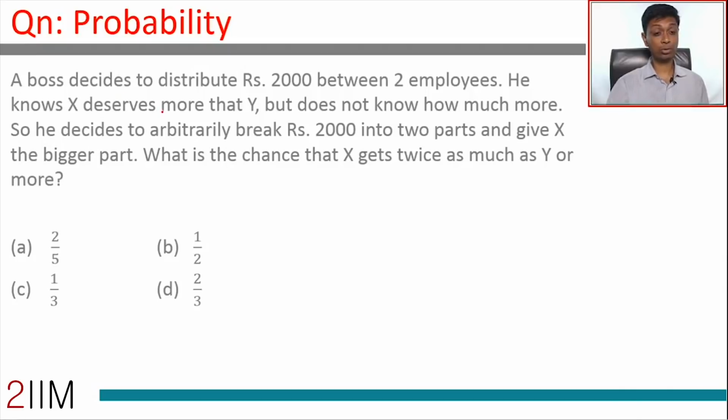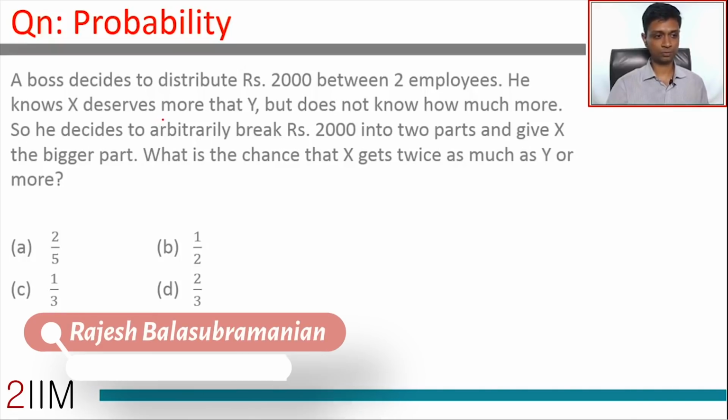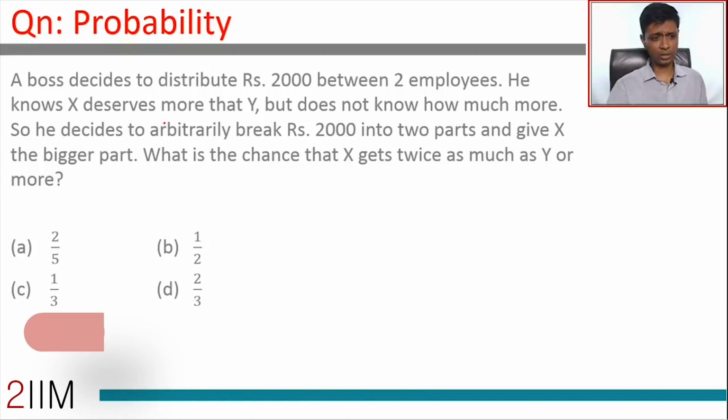A boss decides to distribute rupees 2000 between two employees. He knows X deserves more than Y, but does not know how much more. So he decides to arbitrarily break 2000 into two parts and give X the bigger part. What is the chance that X gets twice as much as Y or more?